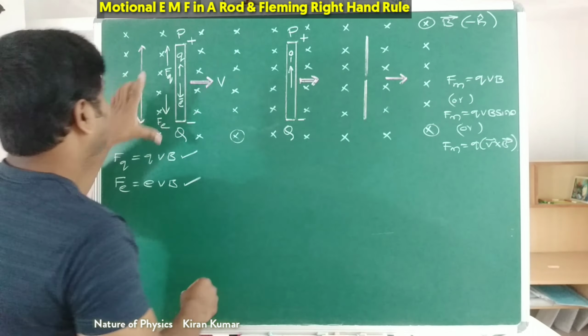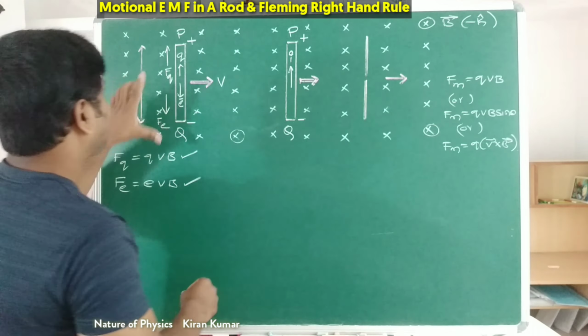The resultant equation: induced EMF, capital E, is equal to E value replaced by VB, into L. So this is the motional EMF formula: E is equal to BLV, or we can write it as VBL, anyhow.